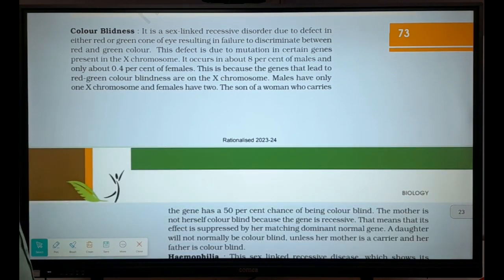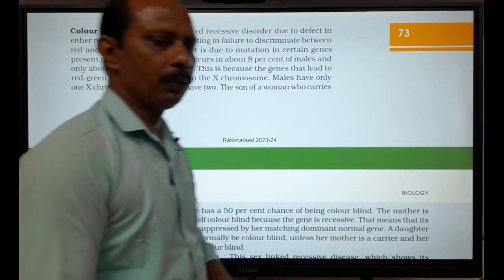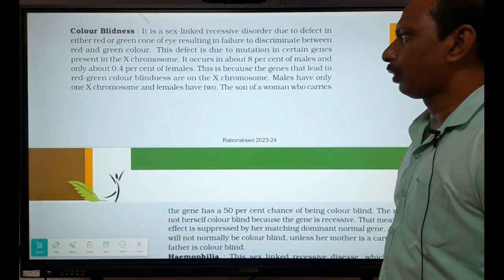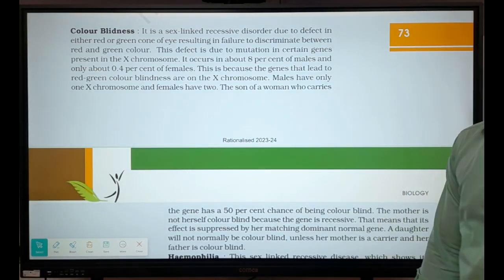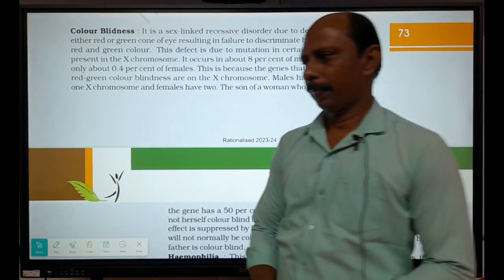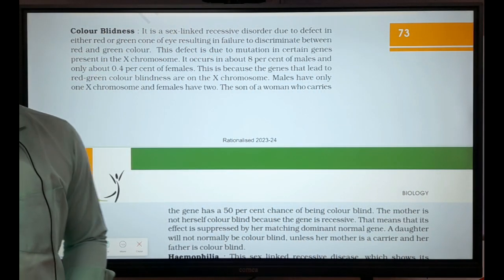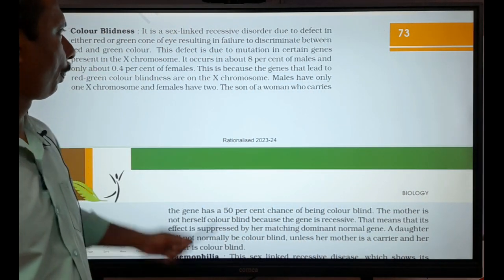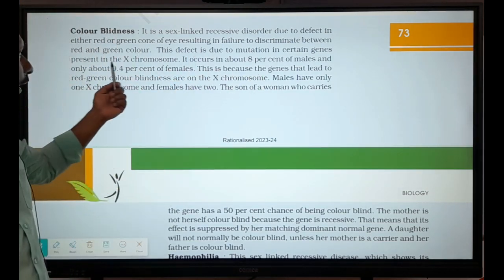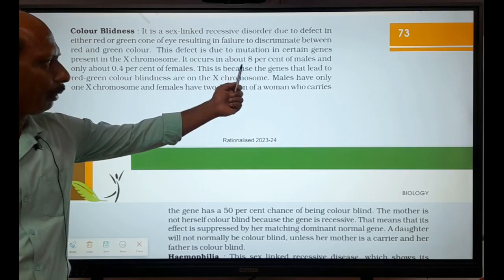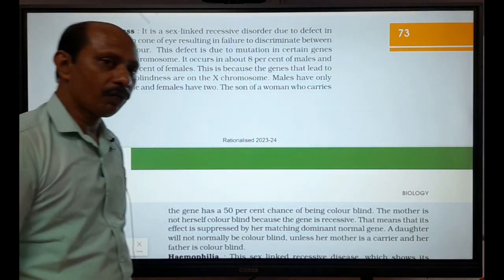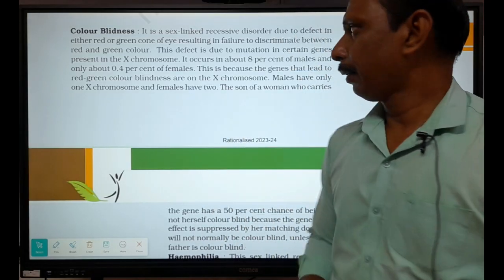Color blindness. Here the spelling is a mistake. You understand this is color blindness. It is a sex-linked recessive disorder due to the defect of either the red or green cone of the eye, resulting in the failure of discrimination between red and green color. Blue color is also there. This defect is due to mutation in certain genes present on the X chromosome. It occurs in about 8% of males and about 0.4% of females, right?